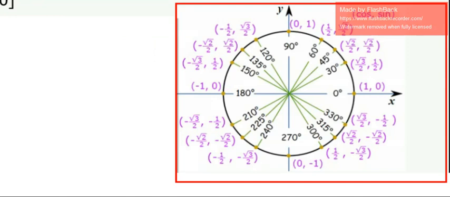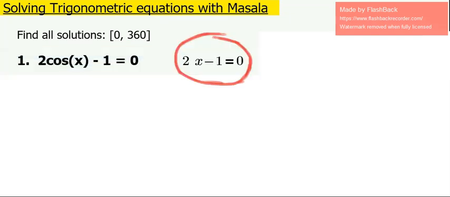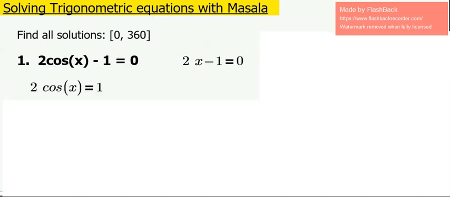As our first example, let's solve 2 cosine of x minus 1 is equal to 0. If I see a cosine to the first power, the way you would solve 2x minus 1 equals 0 is the same way you'll solve this. You would simply add 1 to both sides and divide by 2. So we add 1 to both sides and get 2 cosine of x equals 1, and then divide both sides by 2 to get cosine of x equals 1/2.